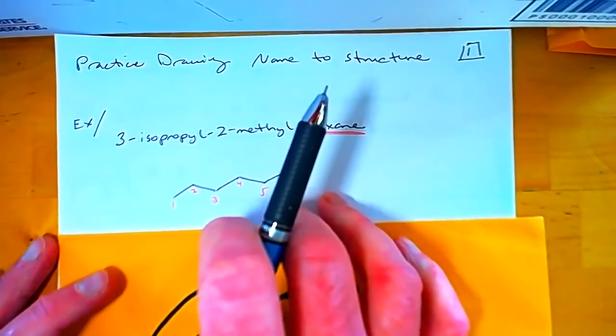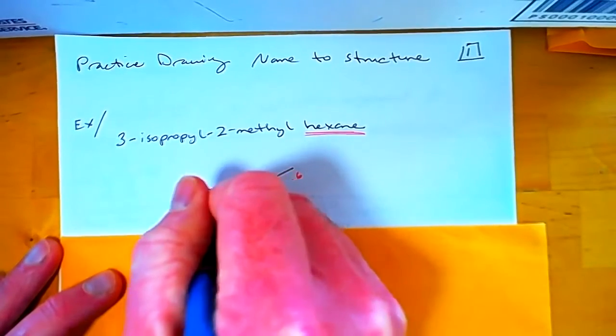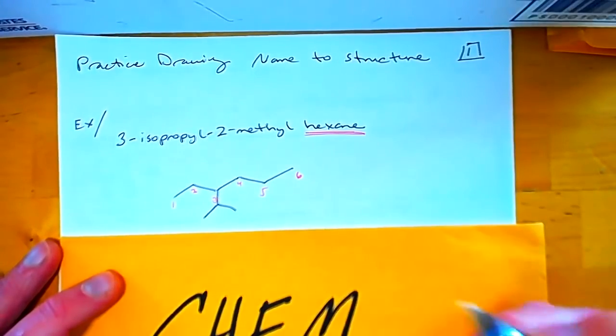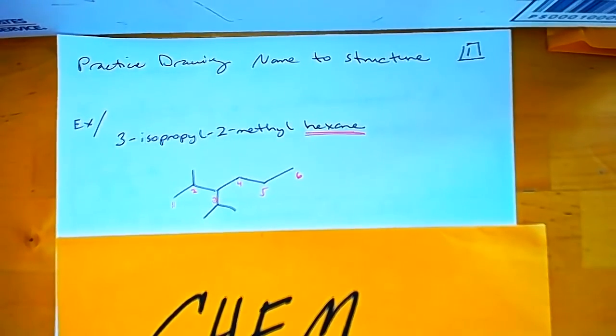So 3-isopropyl means that you're going to have an isopropyl group coming off of the number 3 position, and 2-methyl means you're going to have a methyl group coming off of the 2 position.